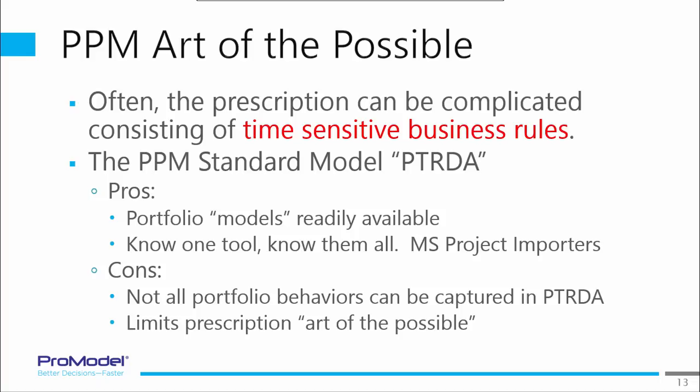And the really good thing from ProModel's perspective is there are tons of portfolio models. If you think about all the users of all the PPM tools out there with these big servers, people have been defining portfolio models for a very long time. The problem, though, is that it's a constrained model. It can only do what's in those five words. That's the only thing it can model. Anything that breaks outside of those descriptions is not as accurate, which I would say limits the prescriptive and predictive art of the possible.